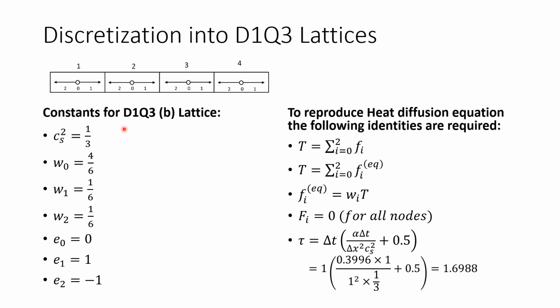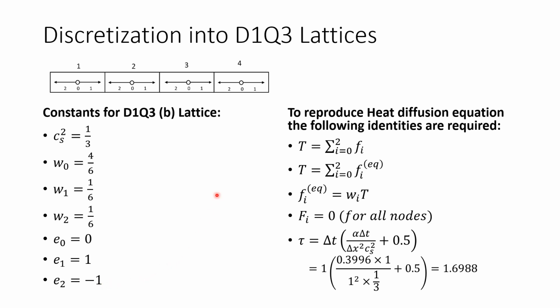So for the D1Q3 model, we would have these constants. c_s squared will be equal to 1/3, and then w0 in the middle would be equal to 4/6, w1 would be 1/6, and w2 would be 1/6. The velocity in the middle would be 0 because it would stay there, and for molecule 1, e1 would be equal to positive 1, to go in the positive direction, and then e2 would be equal to negative 1.